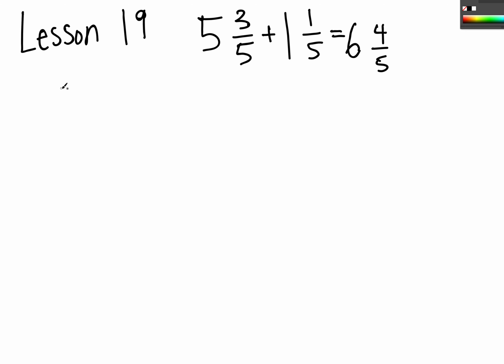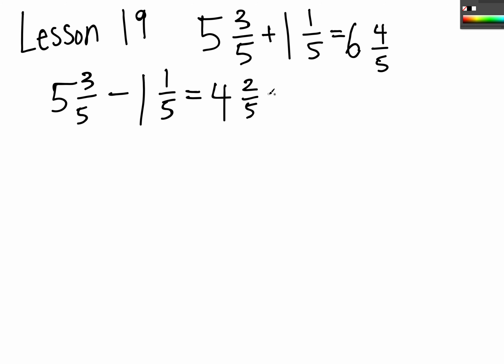So we're going to take these same numbers and we're going to subtract them. So we're going to say 5 3/5 minus 1 1/5. Now this one should be pretty easy because we're going to do basic subtraction. We're going to subtract the whole numbers first. 5 minus 1 equals 4. And 3/5 minus 1/5 equals 2/5. Great, right? But that would be way too easy for us.